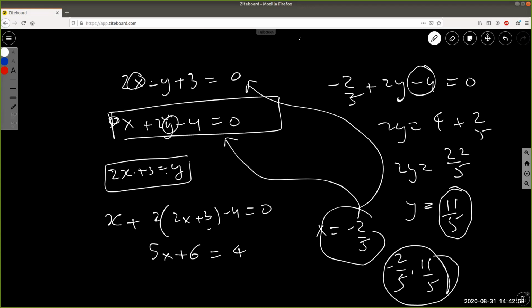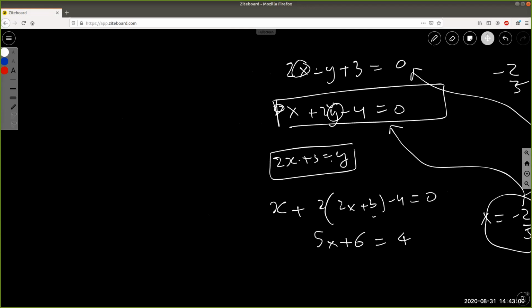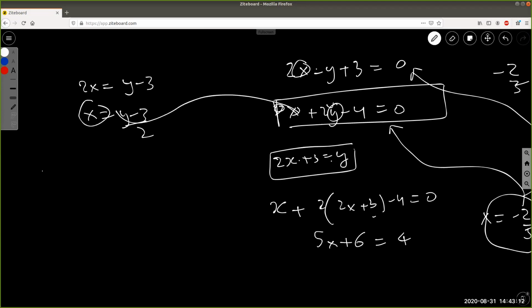Another way of doing it is you can put x from this equation. What is x from this? 2x is equal to y minus 3, so x is equal to y minus 3 by 2 from the first equation. Now you put this x back here. What will come? Y minus 3 divided by 2 plus 2y. You get the same point. If you solve this, you'll get y is 11 by 5. It's easy.